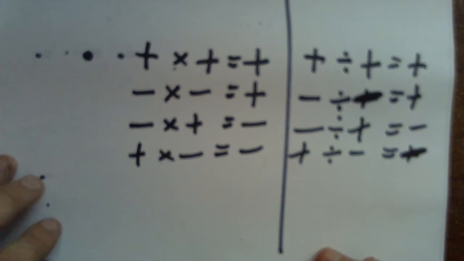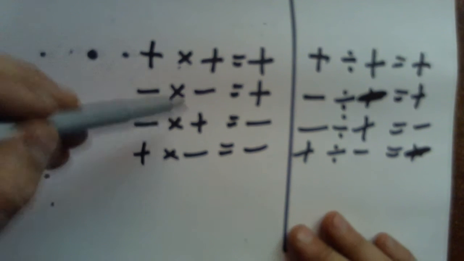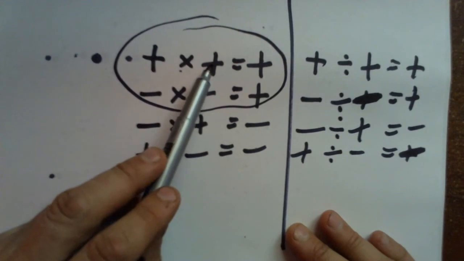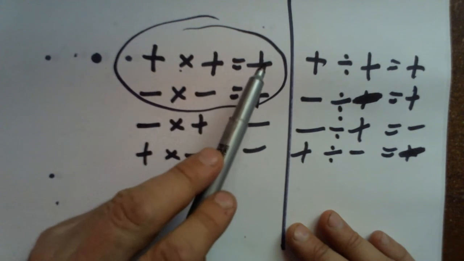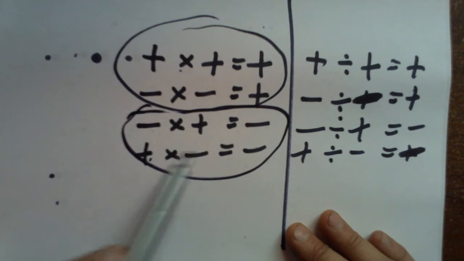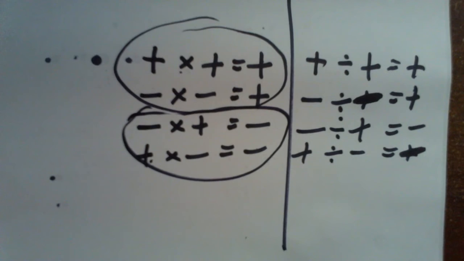But wait a minute, let's even look at that. I don't even want you to remember 4. How about we remember 2? Because if we look at these rules, when the two numbers are the same, when the signs are the same, it's positive. Signs are the same, it's positive. When the signs are different, it's negative. So let's just remember 2 rules.